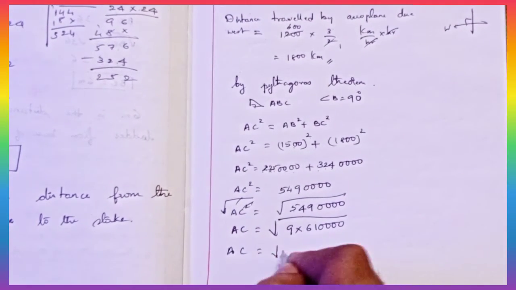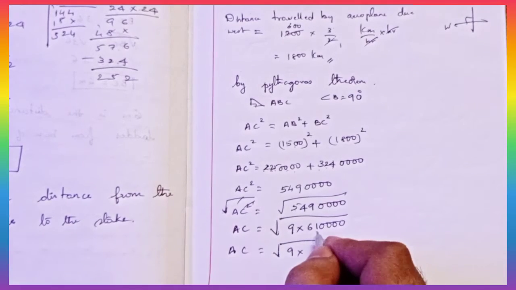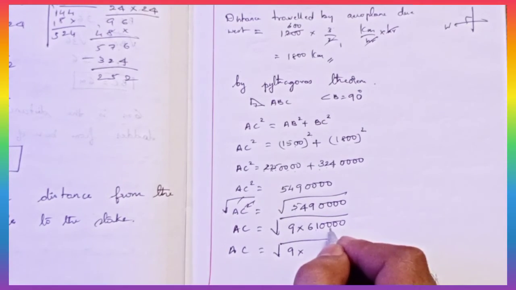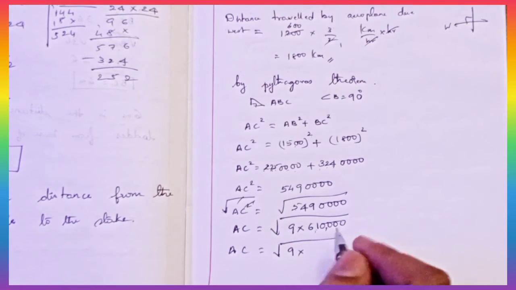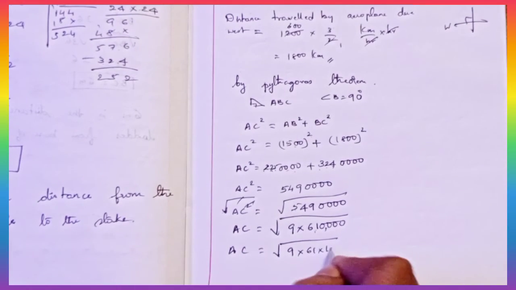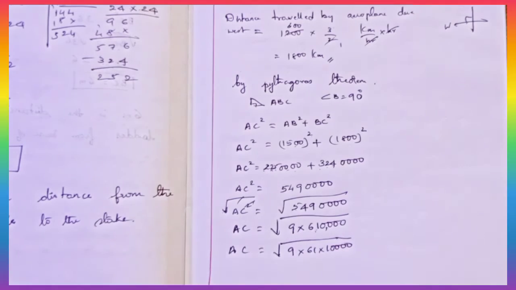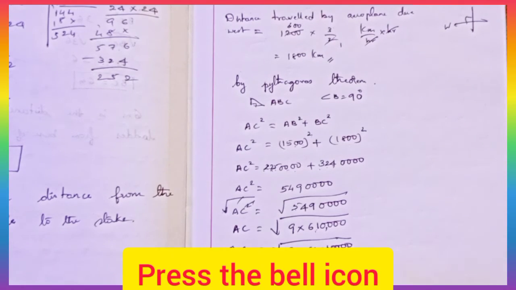So the square root cancels. AC is equal to square root of 9 into 61, and these 4 zeros as it is. 9 sixes are 54, 9 ones are 9. AC equals square root of 9 into 61 into 10,000. If I take 9 outside from the square root, the square root of 9 is 3. Square root of 10,000 is 100. When we take it out from the root, 4 zeros become 2 zeros.